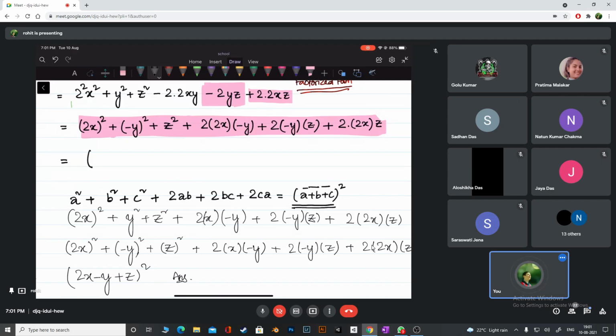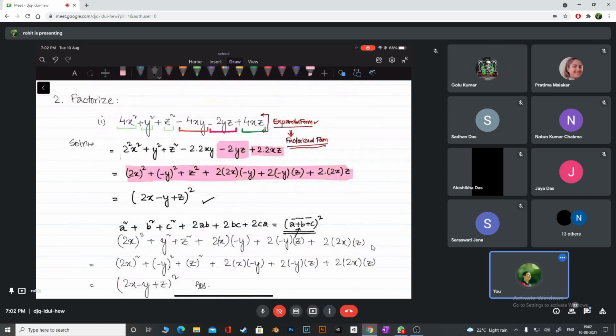So what is A for us? 2x. Very good. 2x. Then I should write plus B. What is B for us? Y or minus Y? Don't write plus anymore, just write minus Y. Can you understand? And finally, tell me what is C for us? Plus Z. So the whole thing is plus Z square. So see, we have written it like that. It's just the opposite, right?